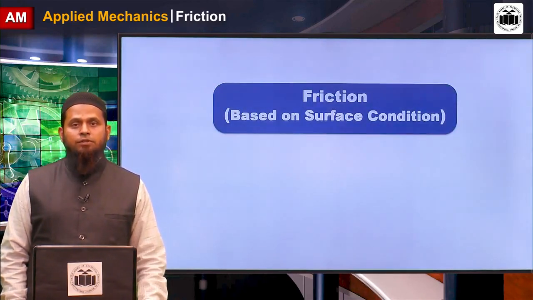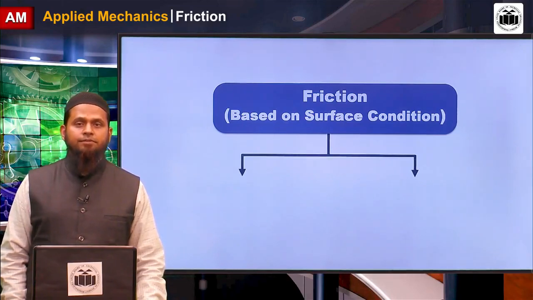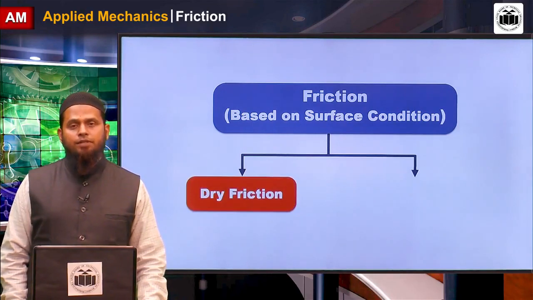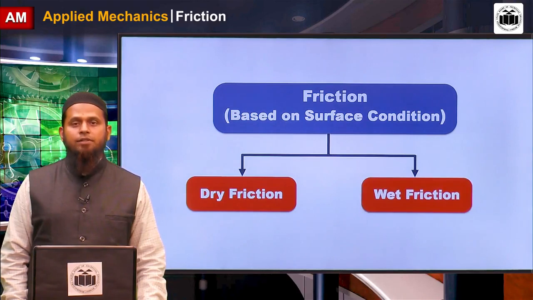Now, based on surface condition, friction is classified as follows. When surfaces are dry, it is called dry friction. When surfaces in contact are wet, it is called wet friction.